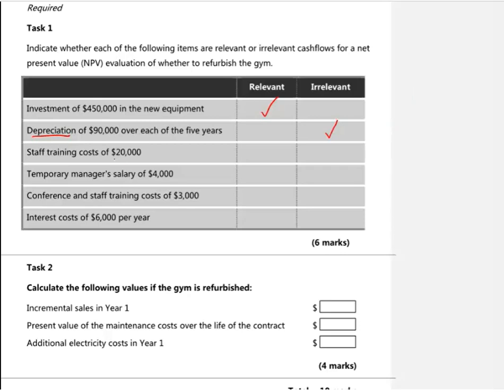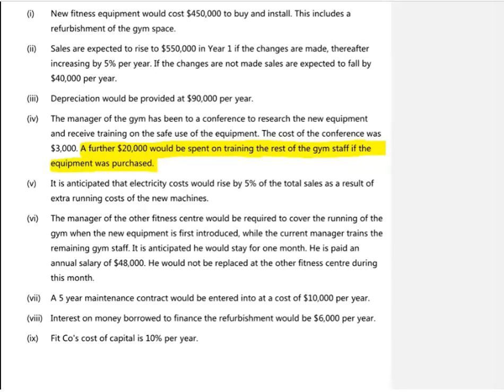The staff training costs of $20,000. Well, let's have a look at the exact situation. We'll look at the wording for our training costs. So we can see a further $20,000 would be spent on training the rest of the gym staff if the equipment is purchased. We're only going to incur this cash flow if we go ahead with the project. So it's definitely incremental, it's certainly a cash flow, and it hasn't happened yet, so we can class that as a future cash flow.